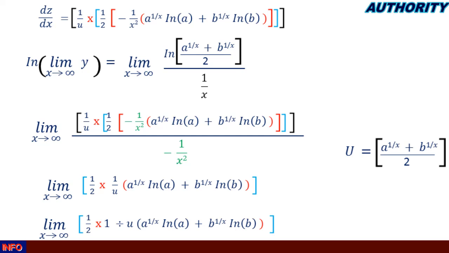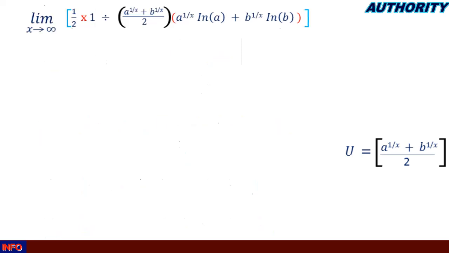We said that u is equal to (a^(1/x) + b^(1/x)) all over 2. We bring it back. So that means we are going to have the limit as x approaches infinity of 1/2 multiplied by 1 divided by, in place of u now, (a^(1/x) + b^(1/x)) all over 2. All right, good. Multiplied by, you see what we have again, a^(1/x) ln a + b^(1/x) ln b.